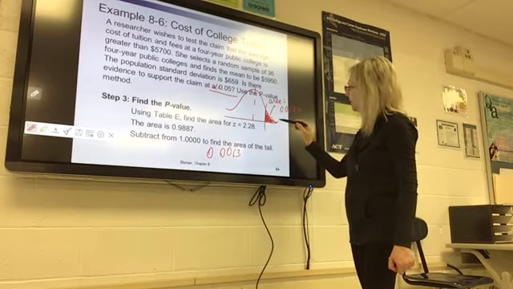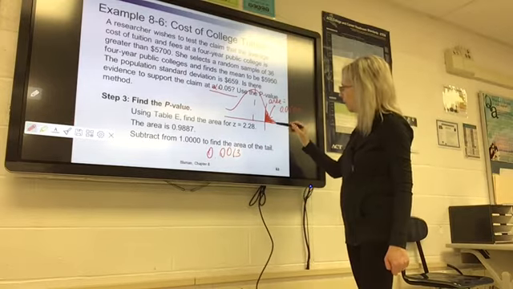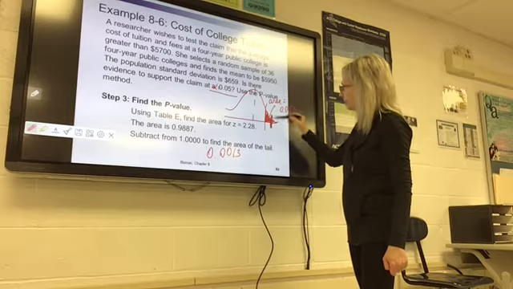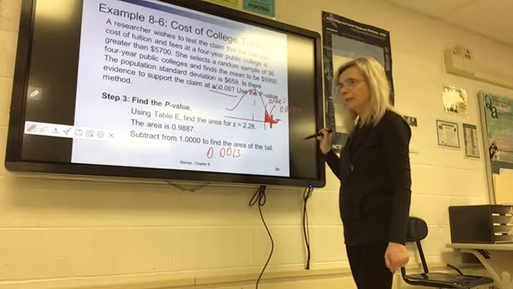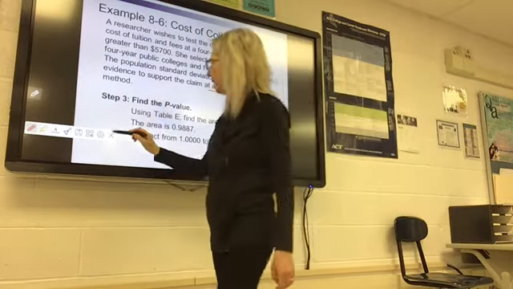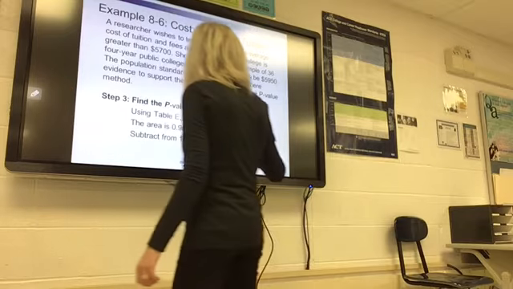0.0013 is less than this. So it's going to be somewhere in here, right? This area. So it is going to be in the rejection region.